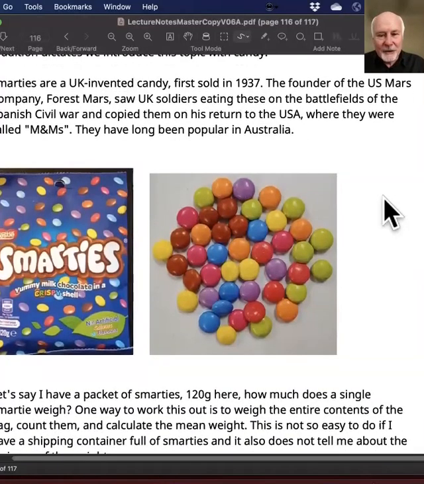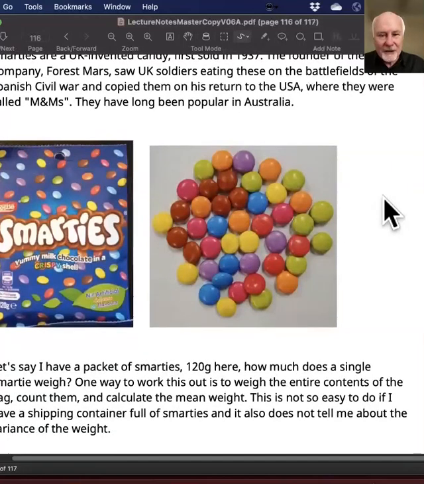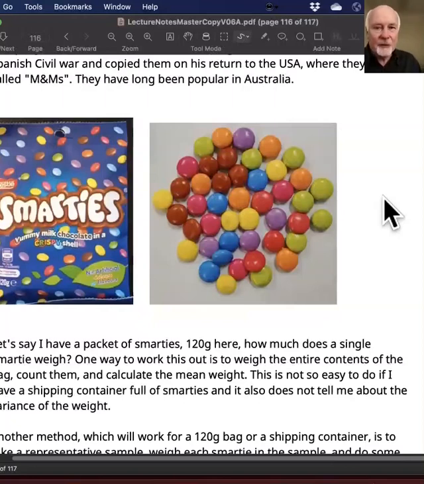So what I'm using here is a kind of candy. This is, for those of you, many of you from other countries may not have ever heard of these. These are called Smarties, and these are the things that were copied to become M&Ms. And they're still very popular in Australia. They were invented in the UK.